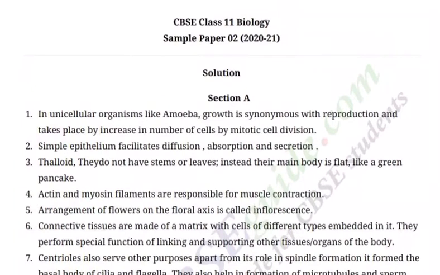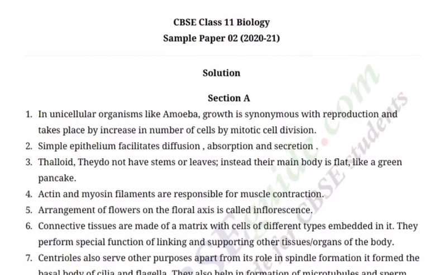As all of you know, we are into the revision mode and we are revising the entire syllabus in the form of sample papers. Already we have answered sample paper 1 of your batch, and now we are going ahead with sample paper 2.